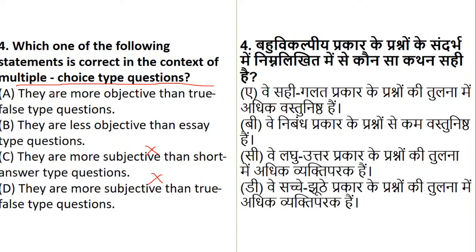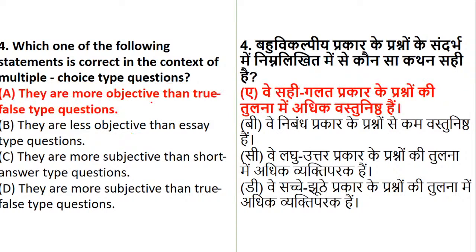Now here they are talking about options A and B, in case you are confused. So B tells you what? They are less objective. But multiple choice questions are more of what? They are more objective. Okay. So in that sense, option A is right. And a multiple choice question does not contain only true and false. It has multiple ways of asking MCQs. So question number 4, option A is the right option.